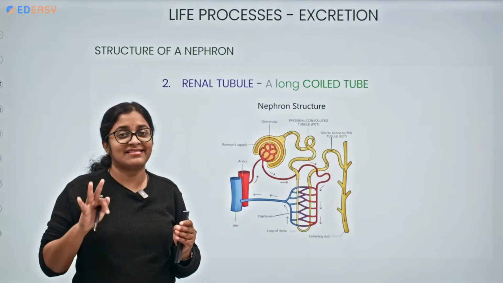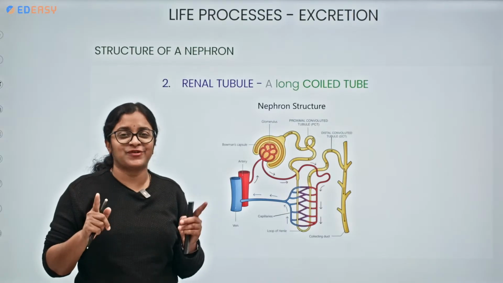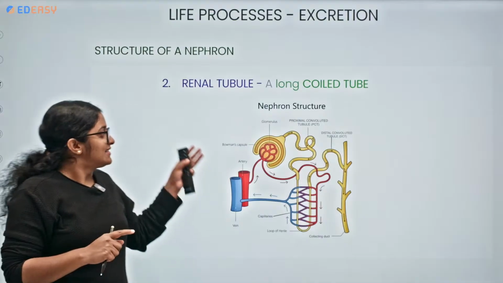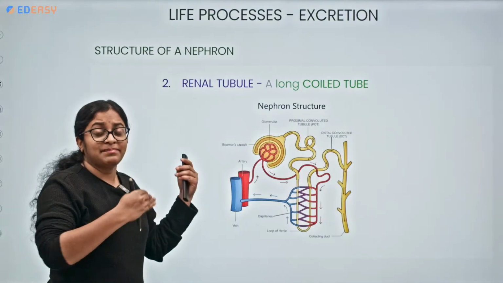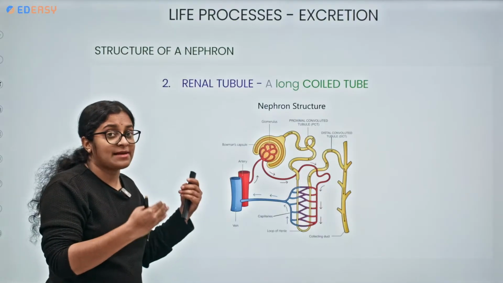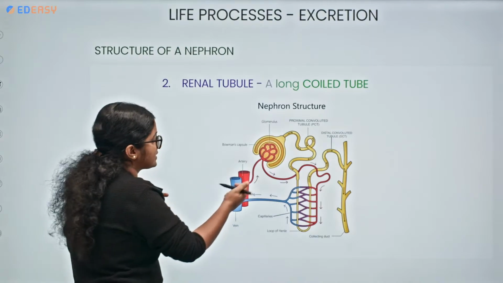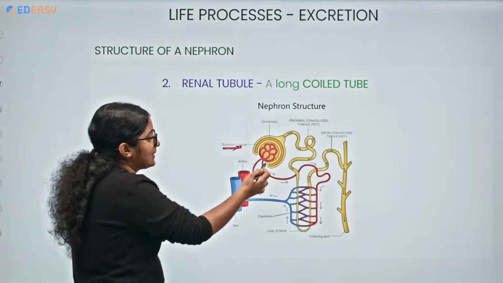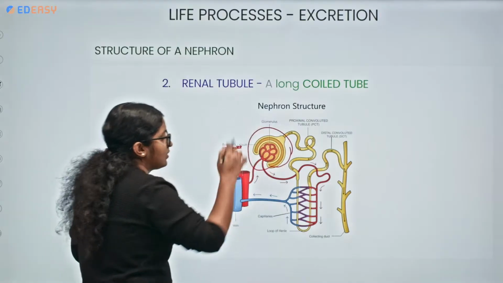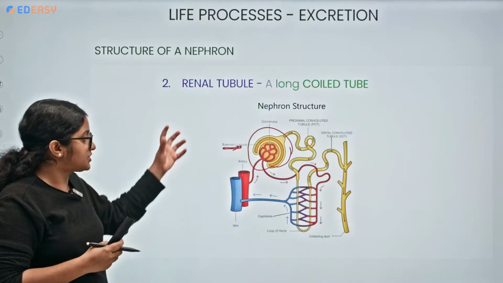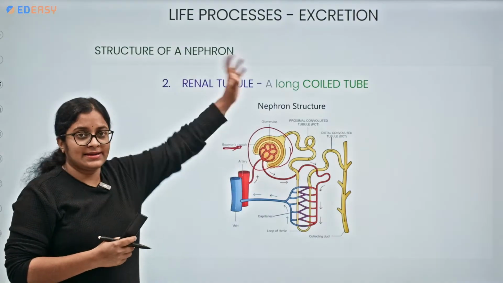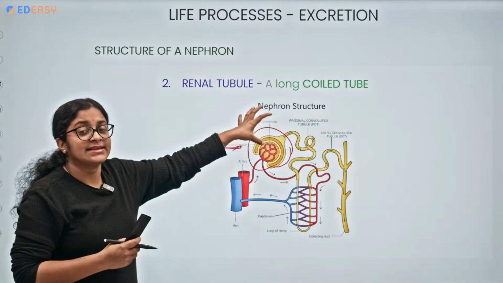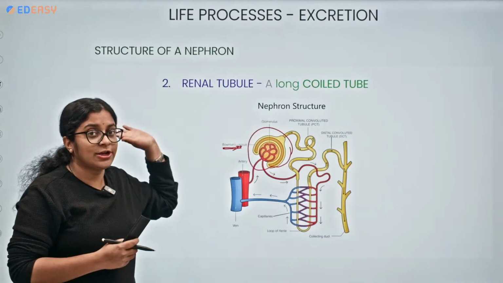Think, 3 parts. Okay, so what are they? PCT, DCT and loop of Henle, right? Previously we have understood Bowman's capsule and glomerulus. Now, let me show you in this picture. The cup-shaped structure is the Bowman's capsule, and the network of blood vessels is enriched with the branchings of the arteries, right? So the network of blood vessels inside this cup-shaped structure is a glomerulus.